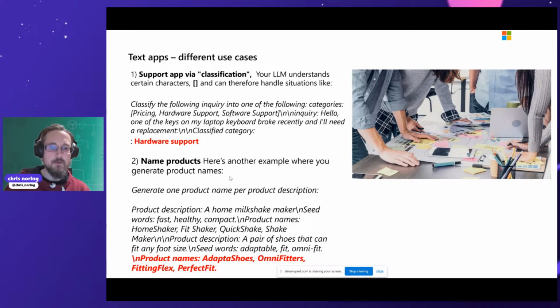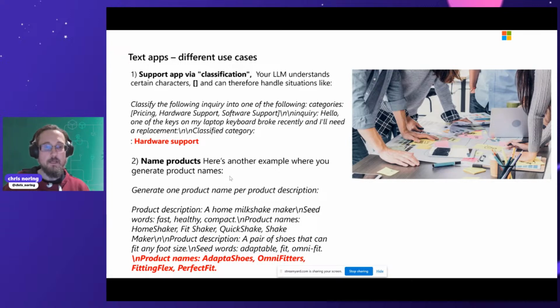You need to be able to describe the product, for example, to say that it's a milkshake maker, but it also helps if there are a few keywords that you really think should be part of the name, like it's fast, it's healthy, and it's compact. And then you might want to do this at scale, right? So you just want to repeat this information n number of times for each and every product that you wanted to suggest a name for.